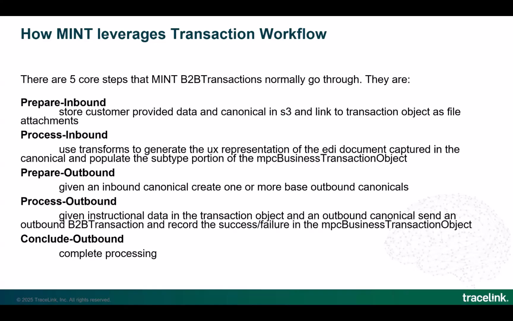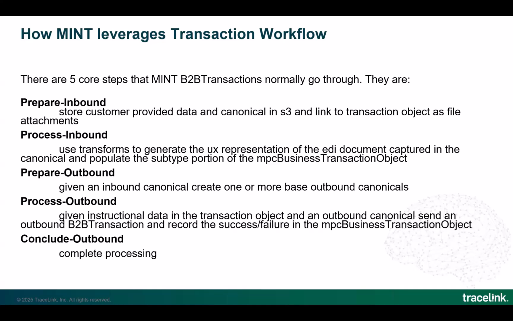And then process inbound. So process inbound uses the transforms, the other transforms that I was talking about, the JSLT transform, to generate the UX representation of the document. Okay. So there was a document that was sent. There were many fields. From that fields, we'll take out the values which we'll place on the user interface into different attributes.